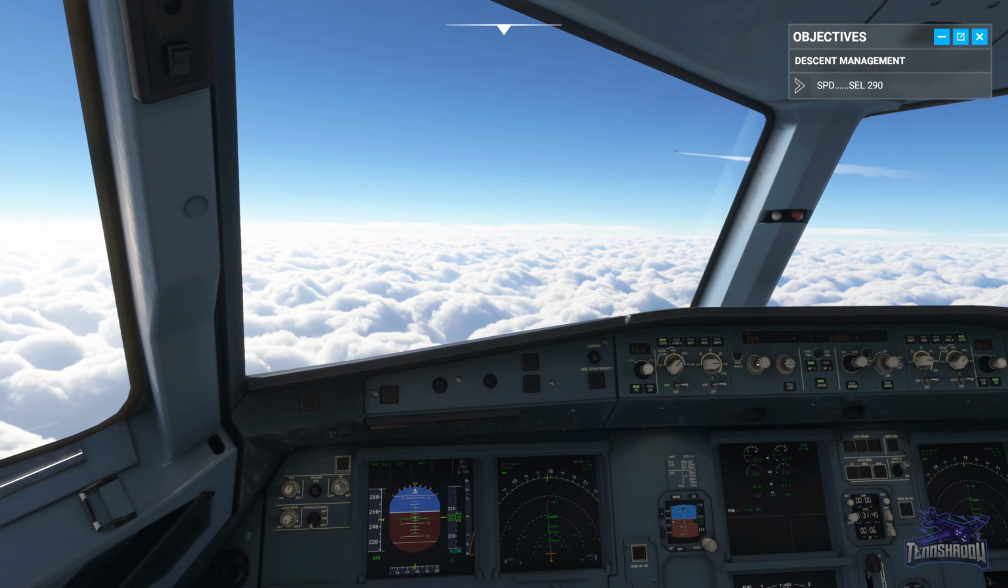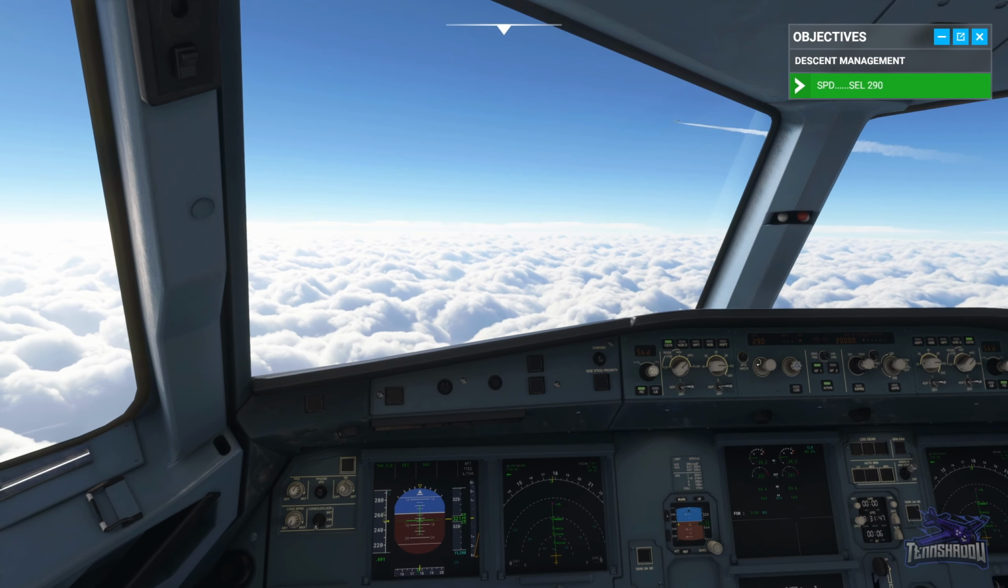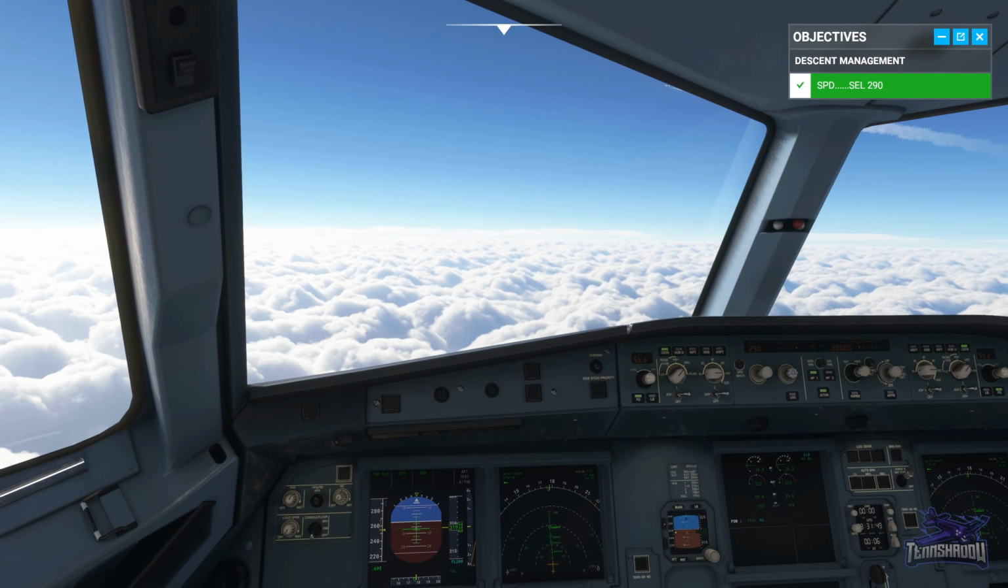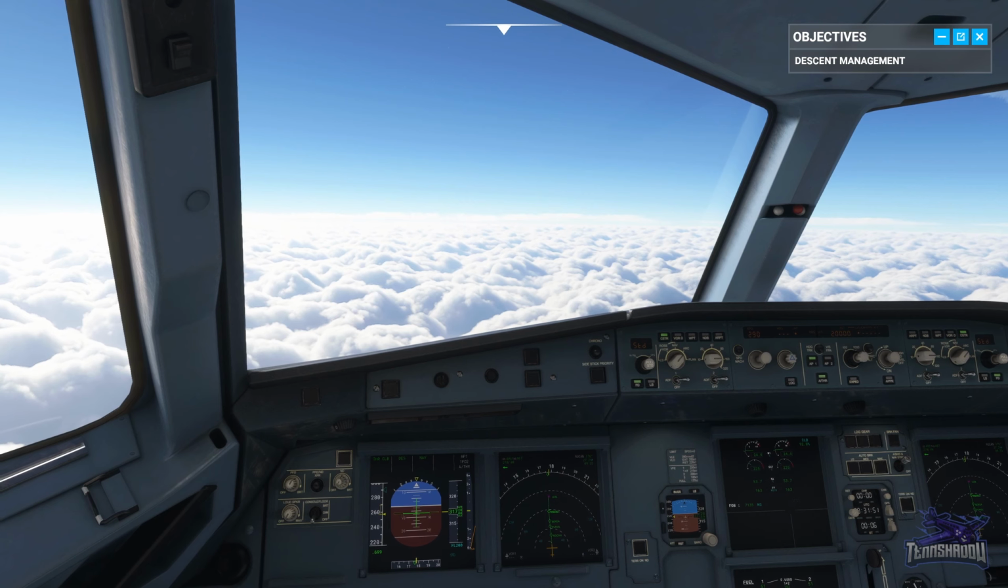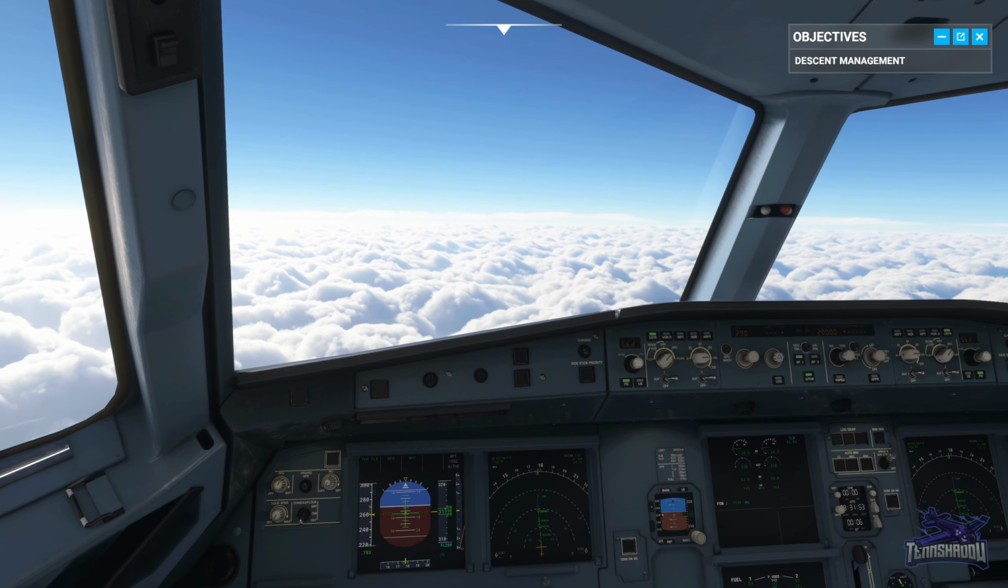Okay, coming up on 290. With idle power, the nose is lowered further to achieve our target speed, increasing our descent rate. Wow, we're going down rather fast.